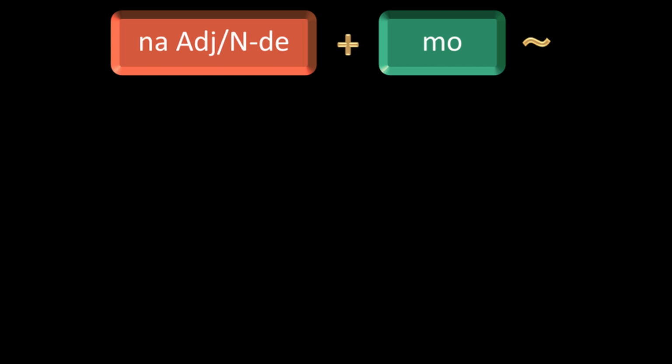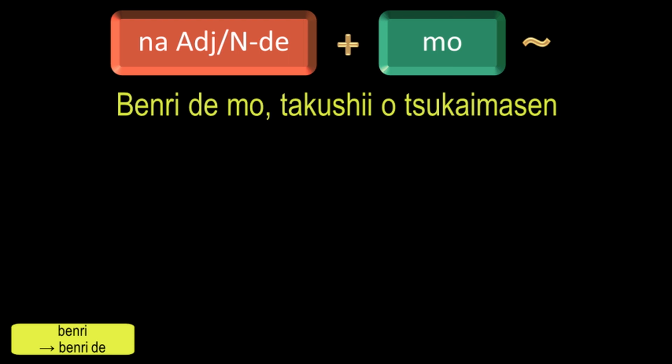Next, let us see the pattern in case of na adjectives. We will first add de and then add mo. Let me give you a few examples and the usage will become clear. Benri is a na adjective and it means convenient. By adding de and mo, we will get the expression benri demo, which means even if it is convenient. And to say even if it is convenient, I won't use the taxi. In Japanese, it will be benri demo takushi o tsukaimasen.